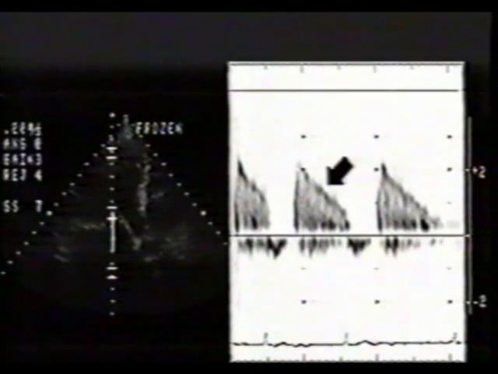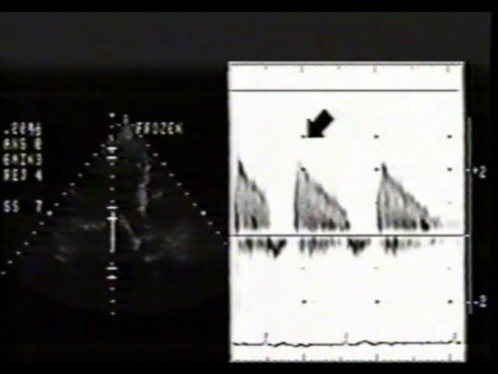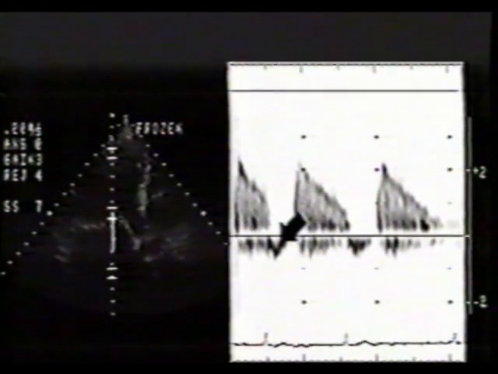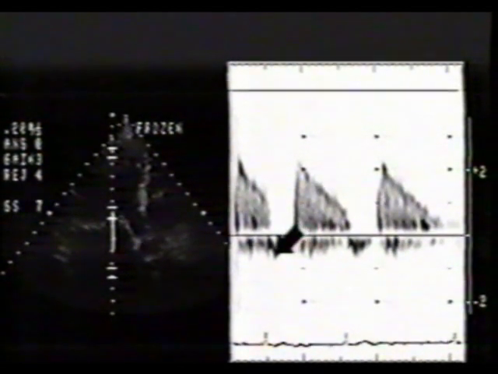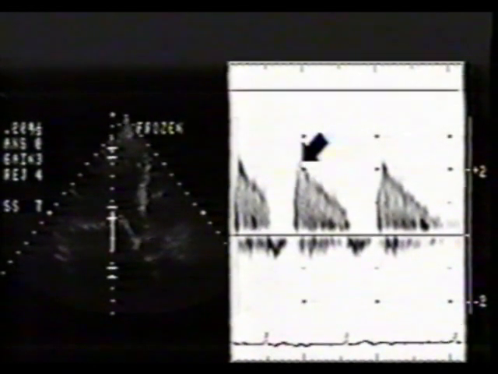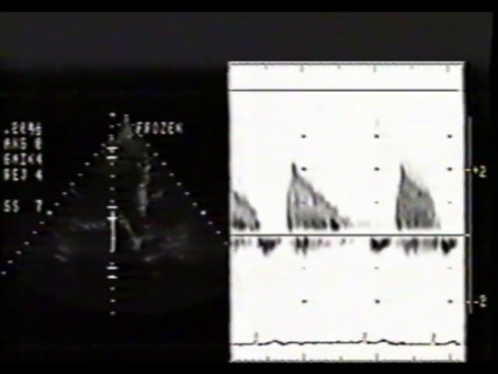This is the spectrum obtained in the high PRF mode. The calibrations represent 1 meter per second. Since 2 sample volumes are in the left ventricle, left ventricular outflow tract velocity is recorded below the baseline in systole. The entire diastolic spectrum is now recorded above the baseline, and we can measure the peak velocity, 2.2 meters per second. This corresponds to a maximum early diastolic gradient of 19 millimeters of mercury.